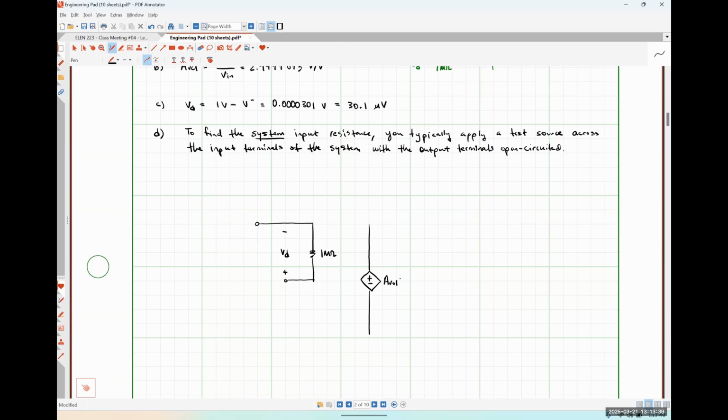Here's AVOL times VD. So R out, but that should be just 25 ohms. I'm going to leave my output terminals open circuited. Okay, so no load resistance is applied here.